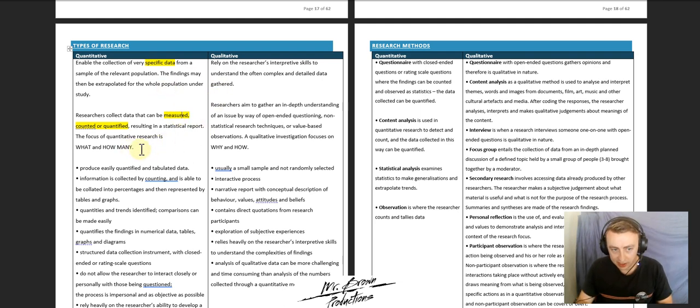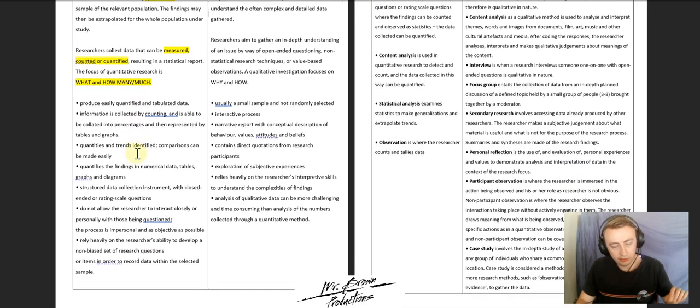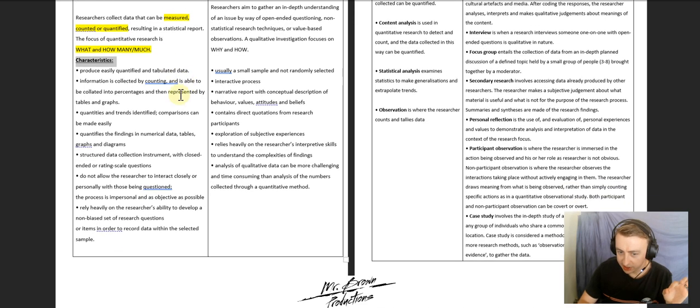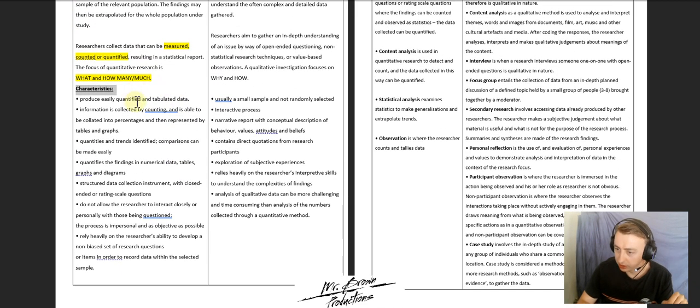So the focus then on quantitative research is the what and how many. So what are we looking at and how many, or how much, is maybe another word you want to put in there. And write that in. So some dot points here, and I want you to write this as a heading, characteristics. So these are some characteristics of quantitative research in this table below now.